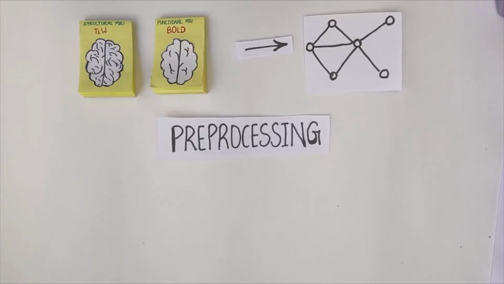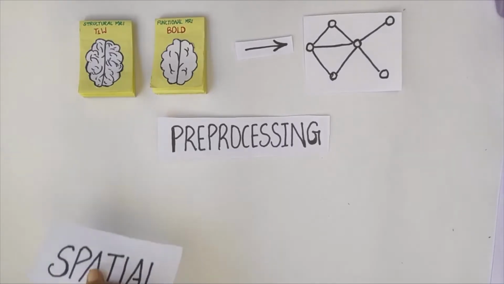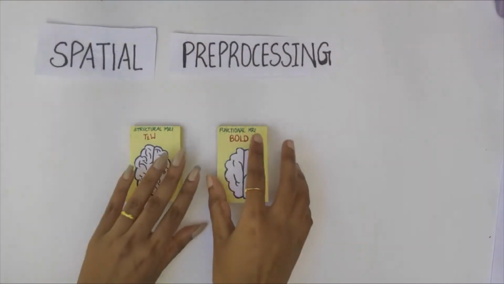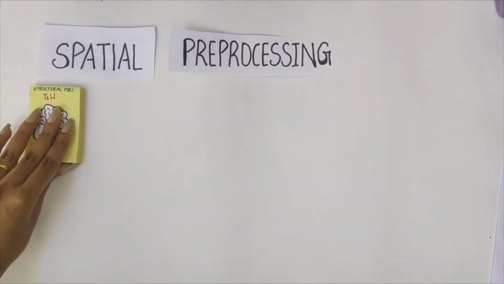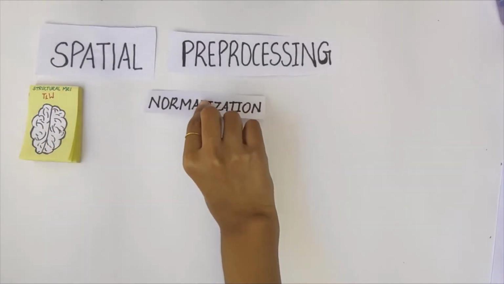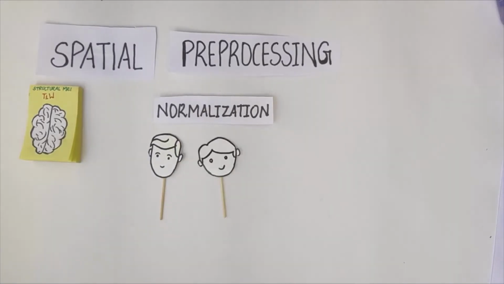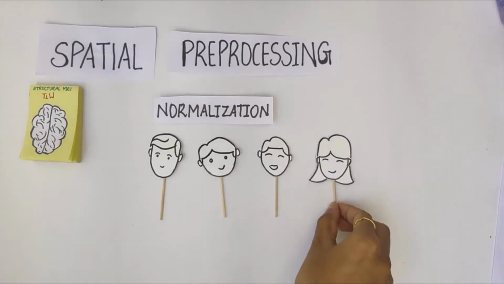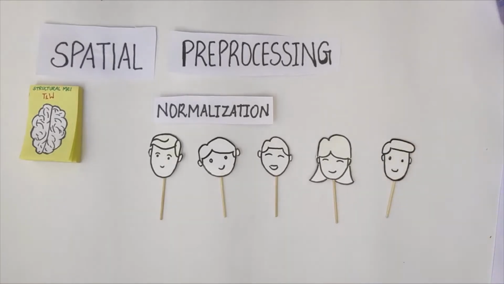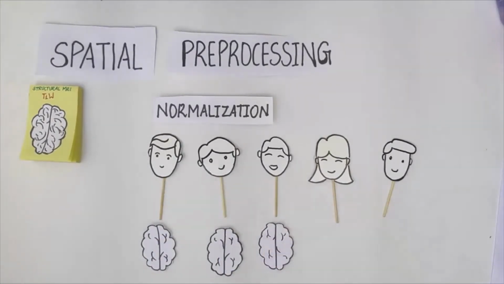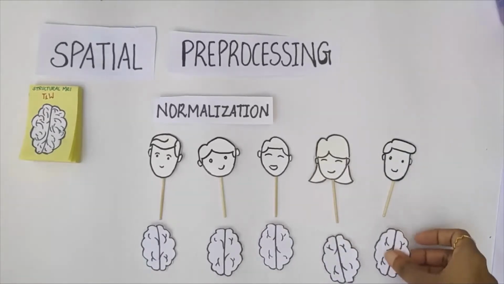Let us now recall that fMRI images are 3D images of the brain, which means that we have to pre-process them both spatially and temporally. Let us start with spatial pre-processing and begin with structural images. The first step is normalization. Since the subjects in the study may belong to different age groups and gender groups, their brains would differ in shape and size. So we normalize them to a template called the Montreal Neurological Institute template, MNI template in short, to reduce intersubject variability.